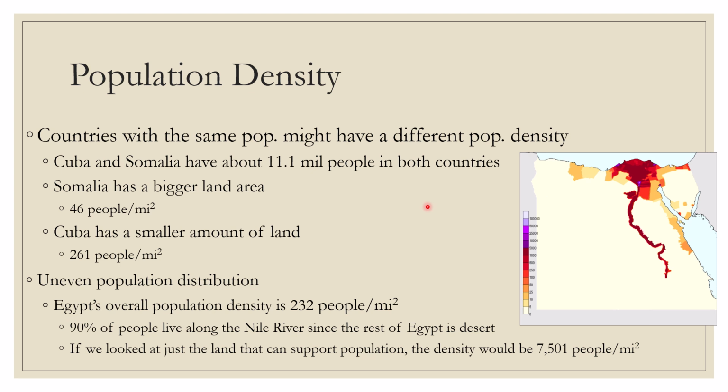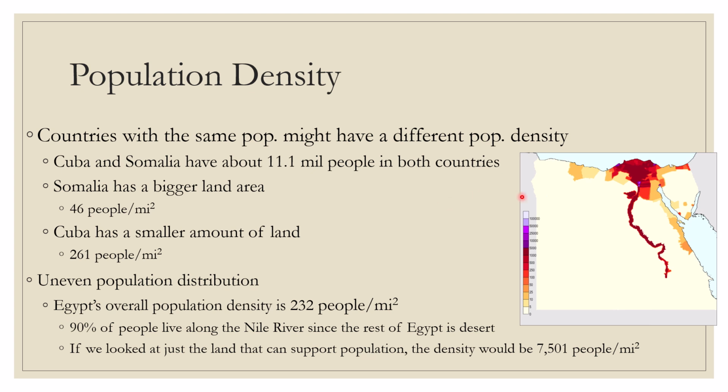We can also look at population distribution. Egypt is a great example of this. So their population density is 232 people per square mile. However, most of their country is desert.